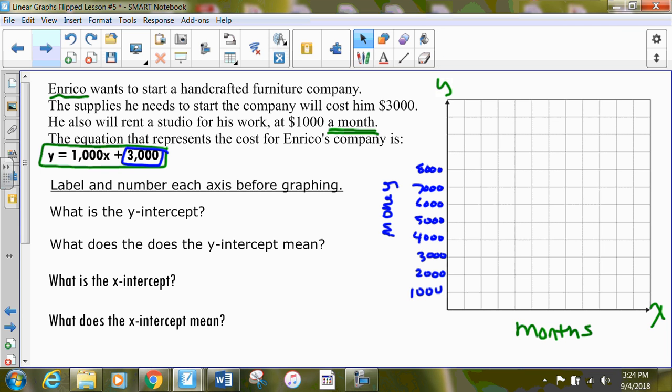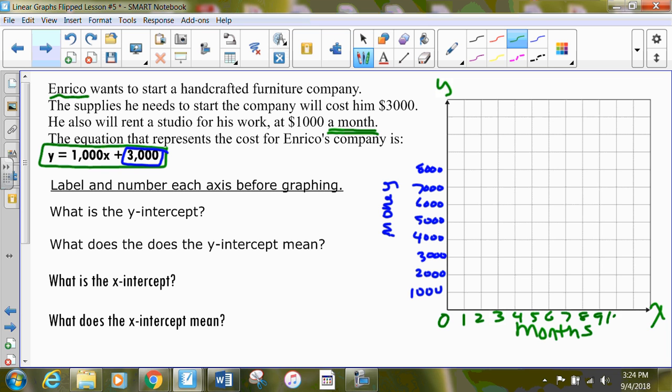Okay, and then months, we're not going to have a problem with months, so we can go ahead and say 0 and then 1, 2, 3, 4, 5, 6, 7, 8, 9, 10. So let's go ahead and graph this. My y-intercept is 3,000, so we'll go up to 3,000 and put our dot. And our slope is 1,000. So that means we're going up 1,000 over 1, up 1,000 over 1, up 1,000 over 1, up 1,000 over 1.